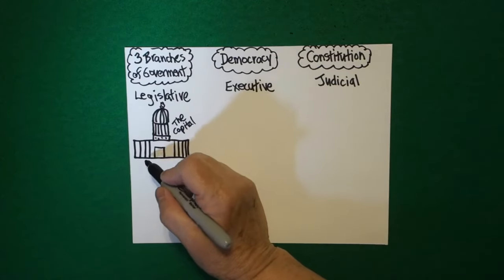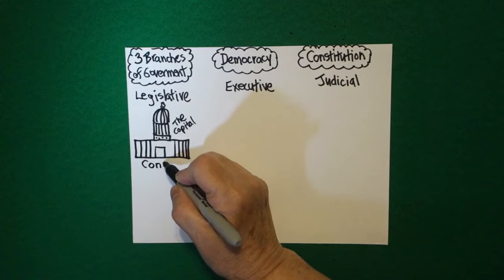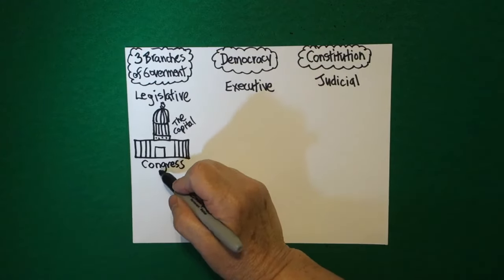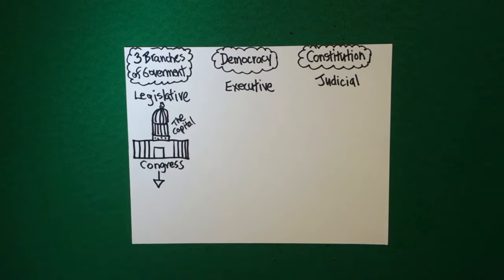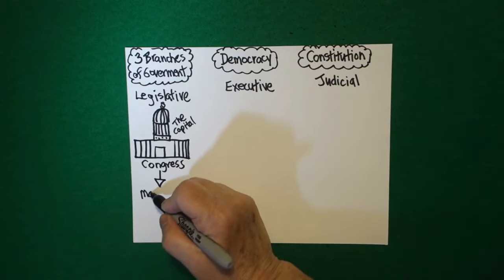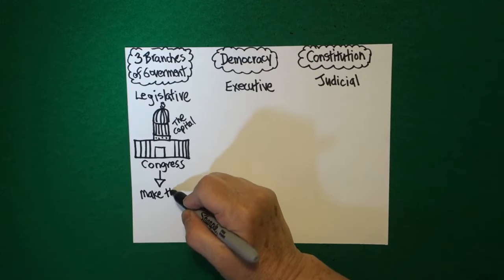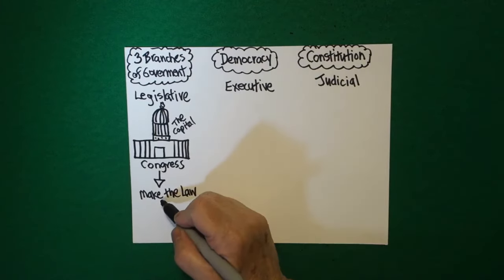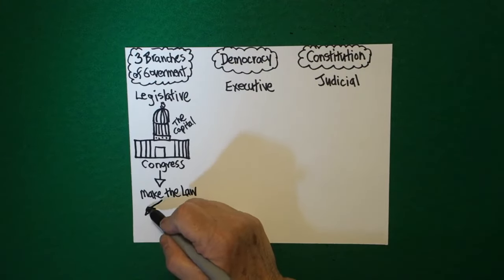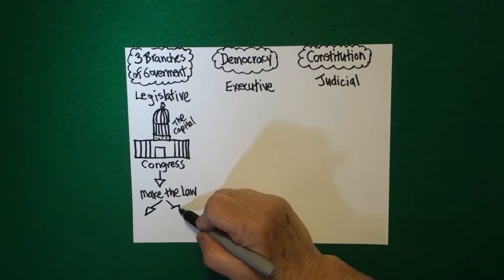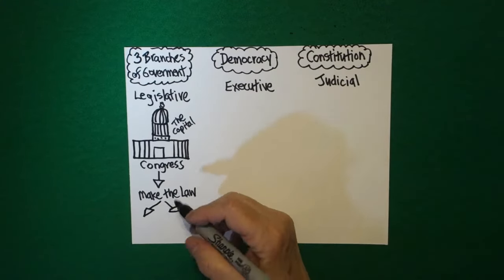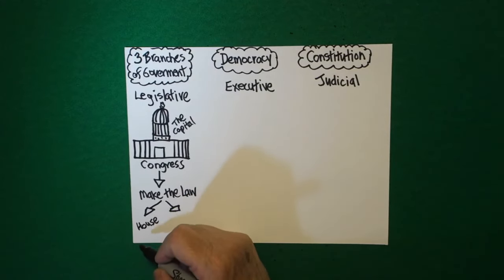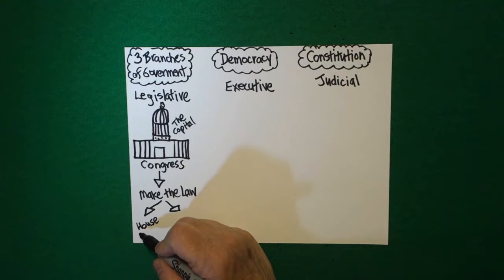And who is the legislature? We call them the Congress. Okay? Now the Congress is divided up into two houses. And they make the law. Okay? There's a new law that needs to be made, it comes from Congress. And either one of the houses, I'm going to make straight lines and triangles for our showing us which way to go.